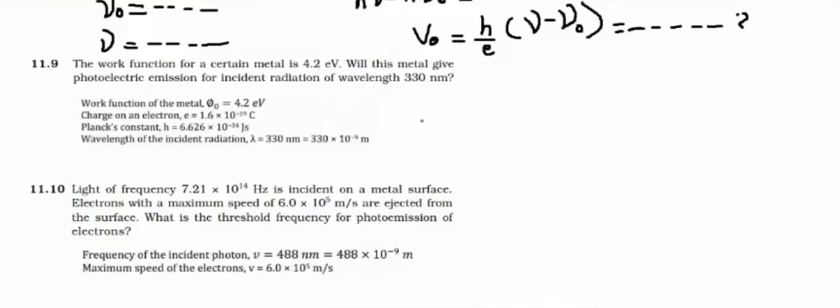Otherwise, you can follow this method also. Use this formula: energy corresponding to 330 nanometer we can calculate using the formula hc divided by lambda e. What is the reason we have taken e in the denominator? Because we want to get the answer in electron volt.